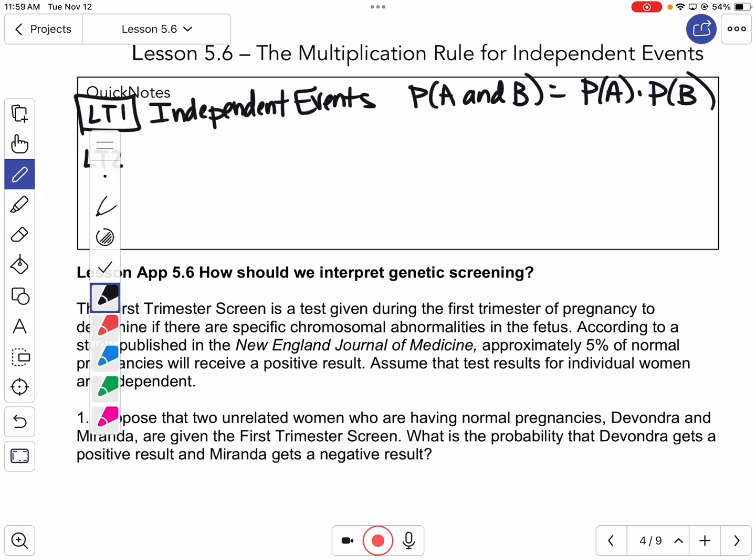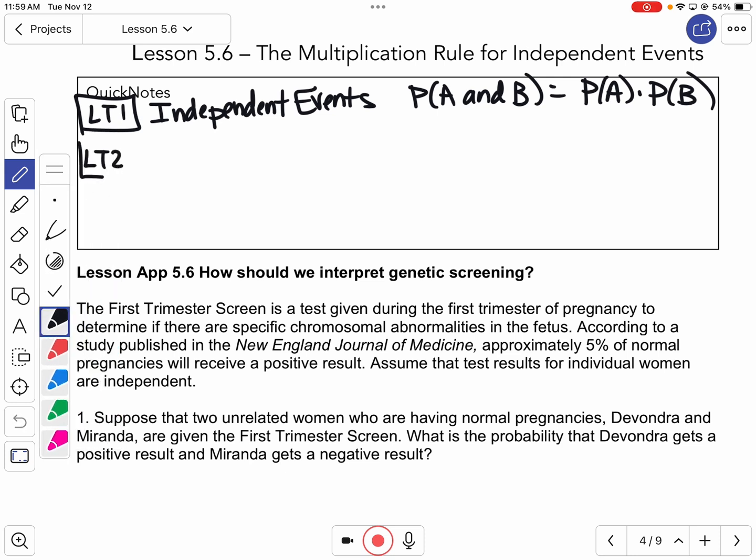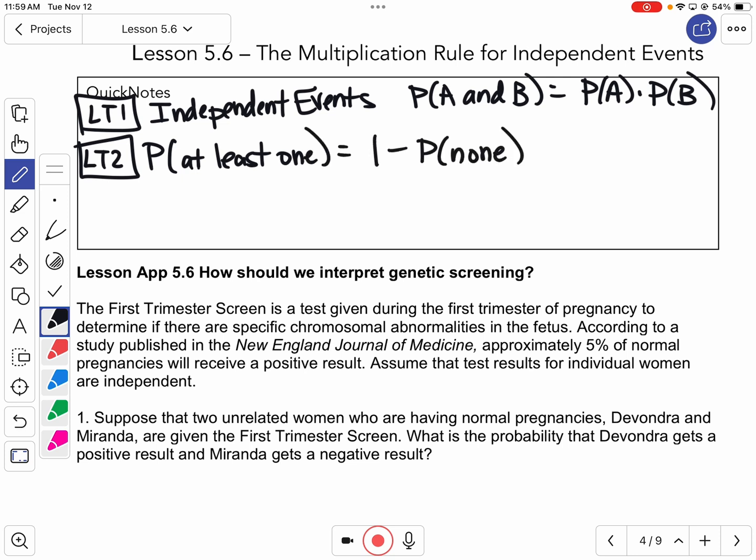And then learning target, move that. Learning target 2 was the probability of at least 1. We do 1 minus the probability of none. Okay, and those are our main ideas for today, and that's what we're going to work on. Yep, those are the 2 things we're going to need today.